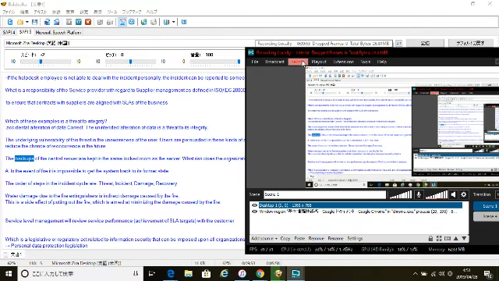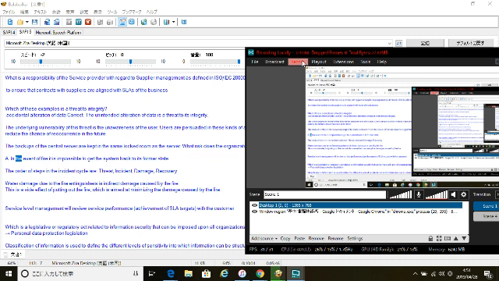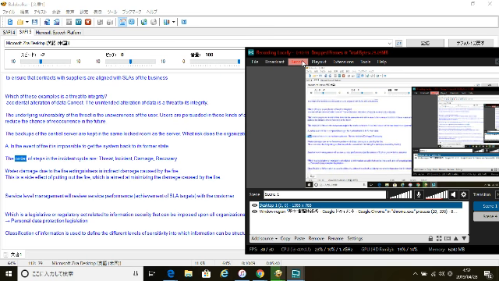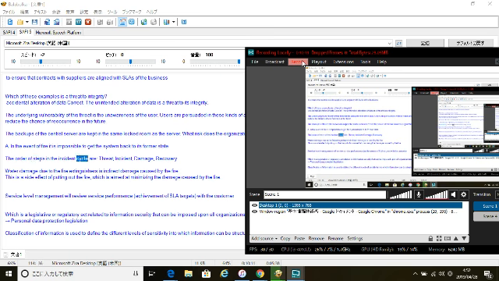The backups of the central server are kept in the same locked room as the server. What risk does the organization face? A. In the event of fire, it is impossible to get the system back to its former state. The order of steps in the incident cycle are: threat, incident, damage, recovery.